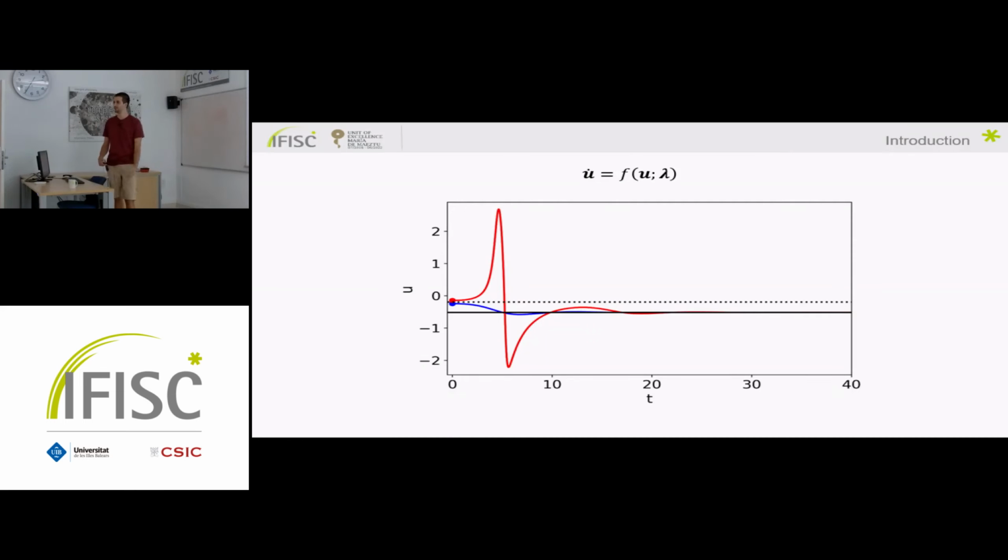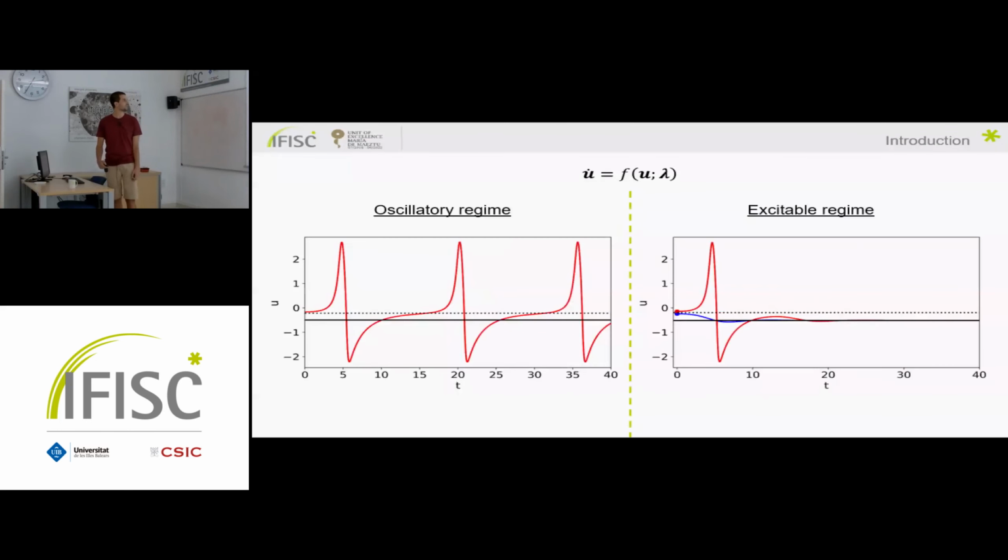Usually, this kind of behavior happens close to the destruction of some large amplitude oscillation, like these ones. These oscillations usually break through a bifurcation when changing one parameter, for example, mu. So tuning this parameter, we can change from the oscillatory regime to the excitable regime. And this happens through one bifurcation where this oscillation is destroyed.